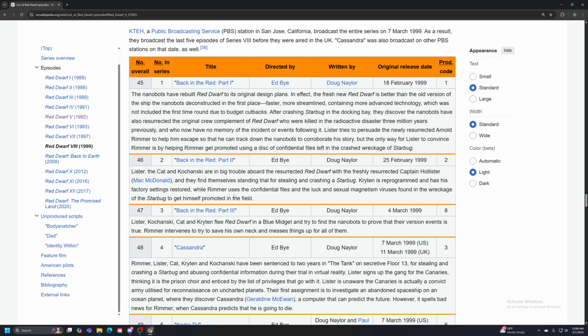Back in the Red, Part 3. Lister, Kochanski, Cat, and Crichton flee Red Dwarf in a Blue Midget and try to find the nanobots to prove that their version of events is true. Rimmer intervenes to try and save his own neck and messes things up for all of them.